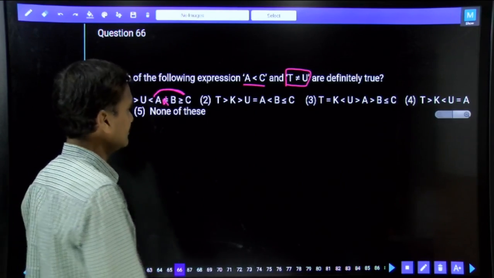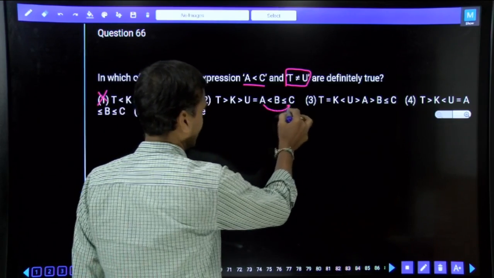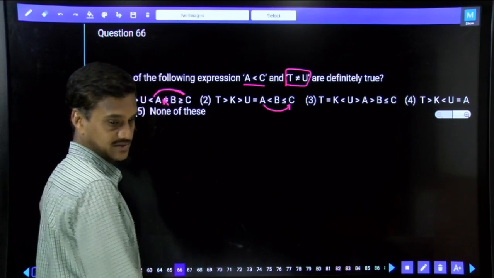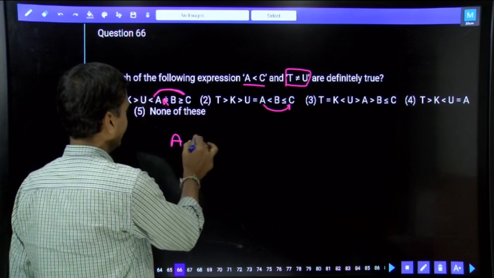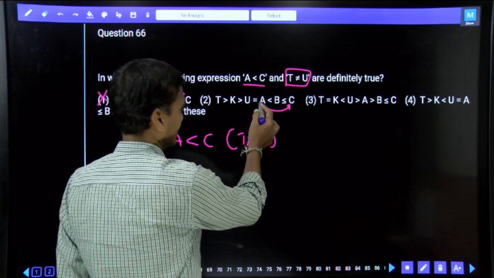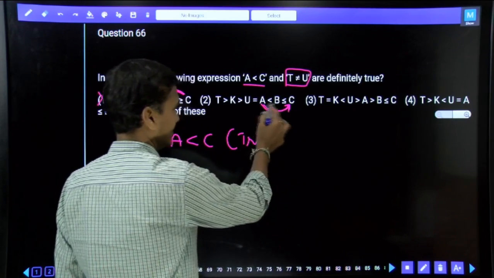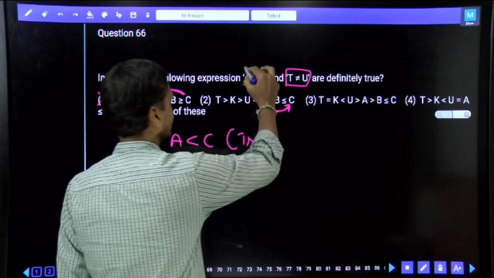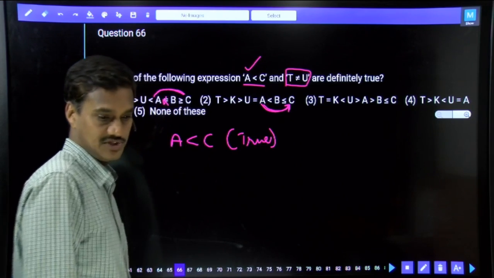Then coming to the second one, now between A and C, tell me which symbol is common here: lesser than is common. As lesser than is common, A lesser than C is definitely true. The symbol which is common between A and C is lesser than, hence A lesser than C is definitely true. That is, the first conclusion is true.